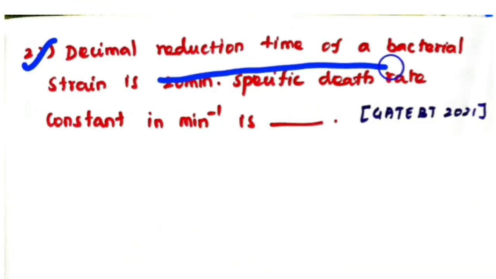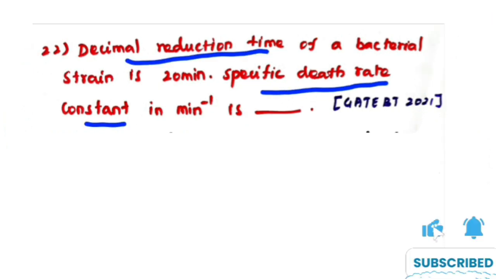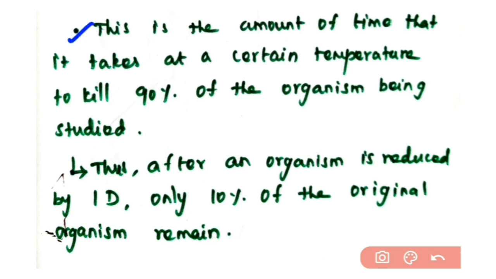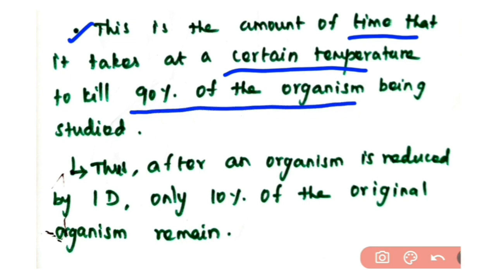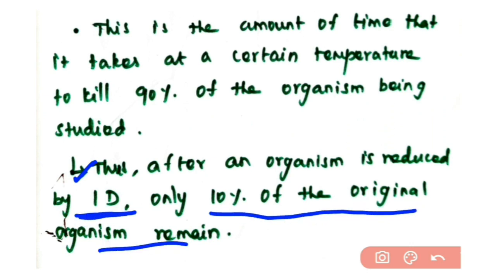Decimal reduction time of a bacterial strain is 20 minutes. Then what is the specific death rate constant in minute power minus 1? First let's see what is decimal reduction time or D value. D value is the amount of time that it takes at a certain temperature to kill 90% of the organism being studied. After an organism is reduced by 1 D, only 10% of the original organism remain.